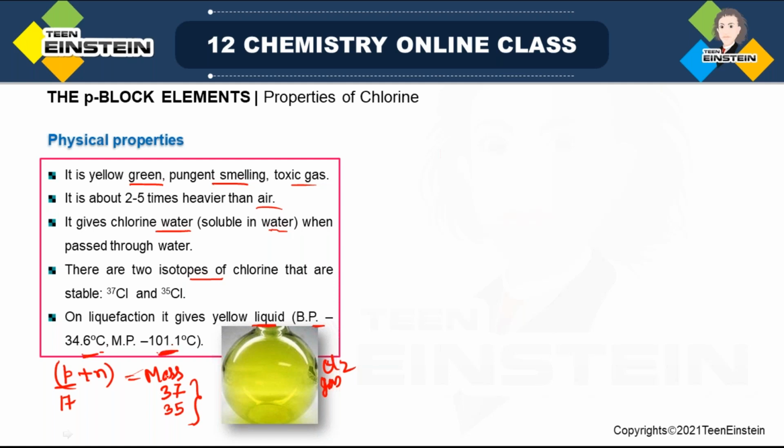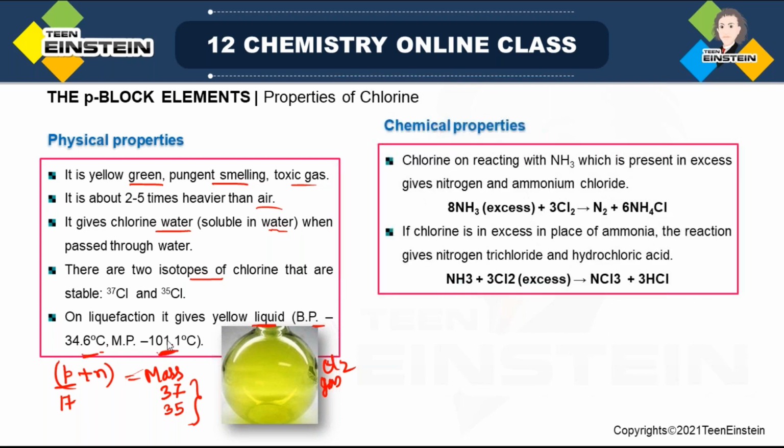So it is minus 101.1 degree centigrade. So these are the physical properties of chlorine. After physical properties, next we have to know chemical properties.